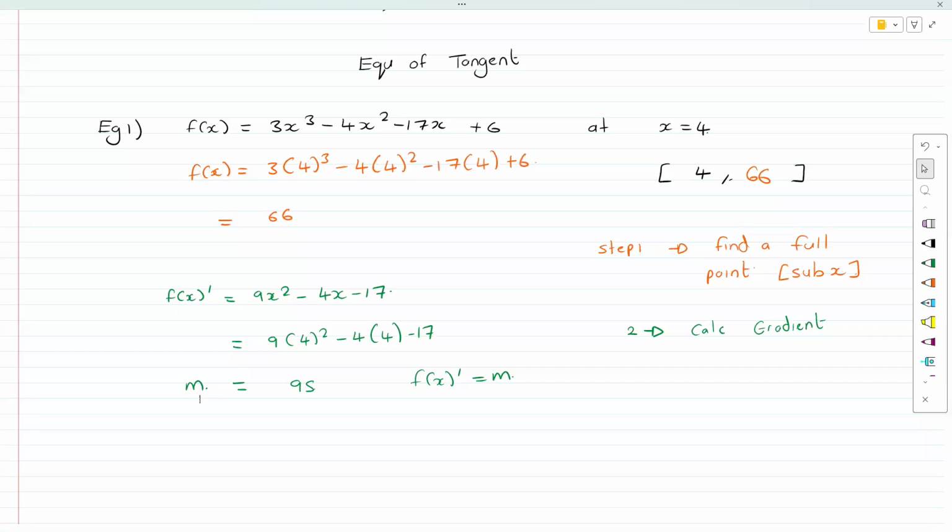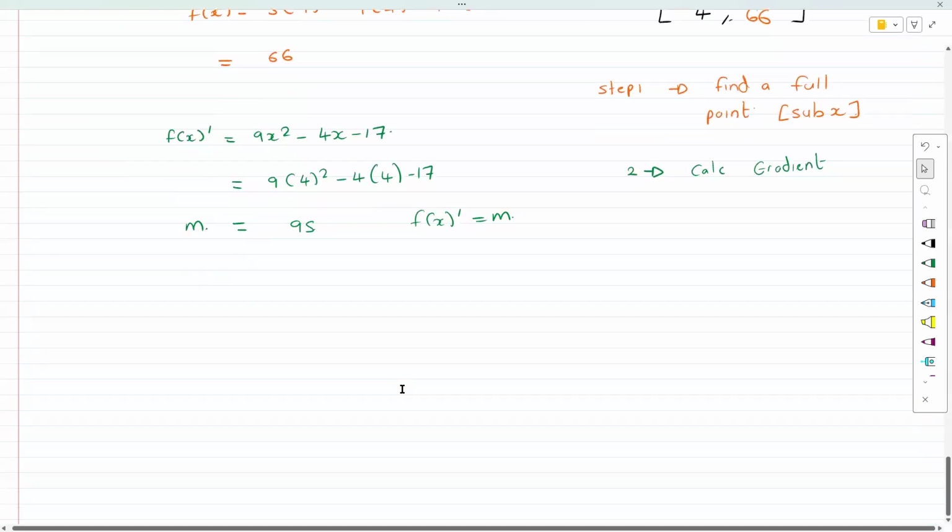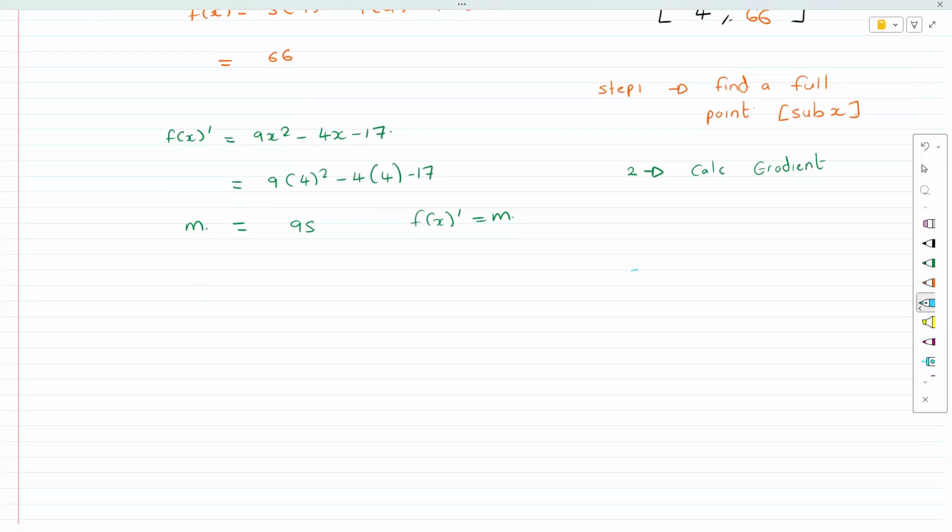Now, guys, what we need to do is find the straight line. The straight line is quite simple because this is just y equals mx plus c. Right, so we need a point. We got 4 and 66. And we got m equals 95. So now we go with y, 66, equals 95 into x, which is 4, plus c.